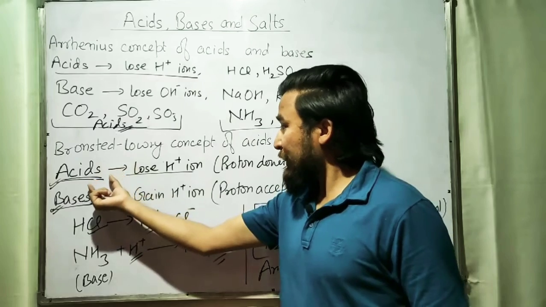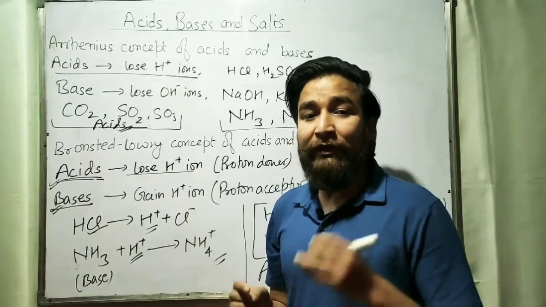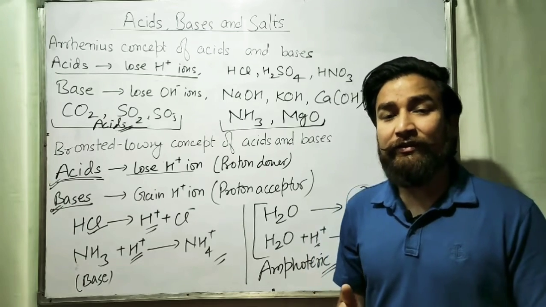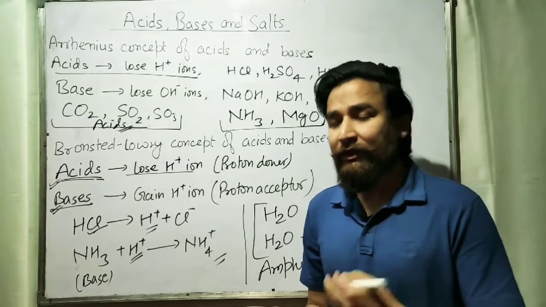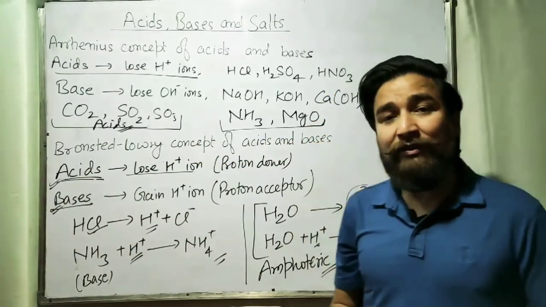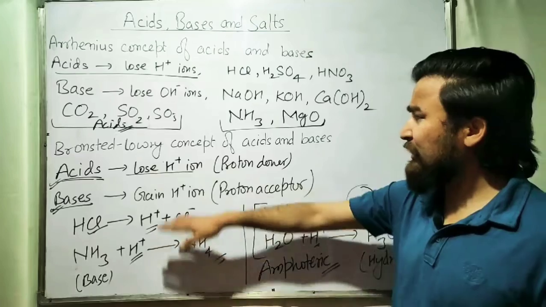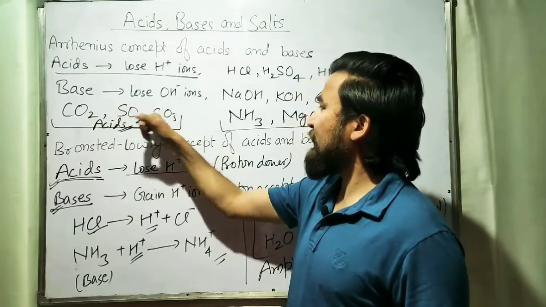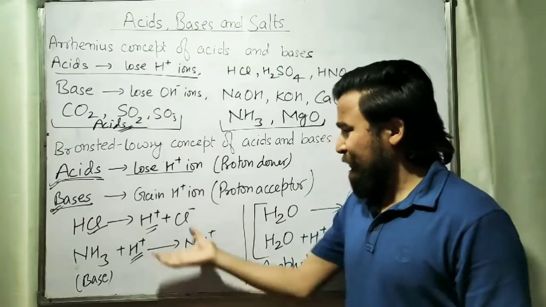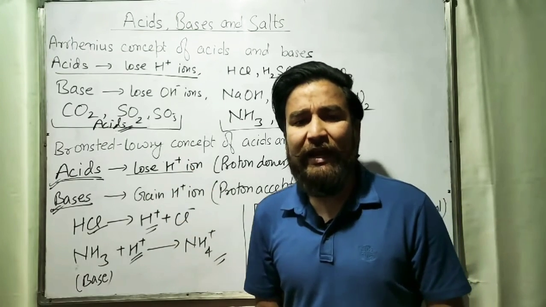In the Bronsted-Lowry concept, acids have the tendency to lose protons, bases have the tendency to gain protons. Remember, proton is H plus ion. Then there are amphoteric substances which have both tendencies. Again, the Bronsted-Lowry concept has the same problem that many compounds cannot be categorized as acids and bases, like carbon dioxide, sulfur dioxide, sulfur trioxide, and oxides of most metals which are generally basic. These two concepts cannot categorize these substances.